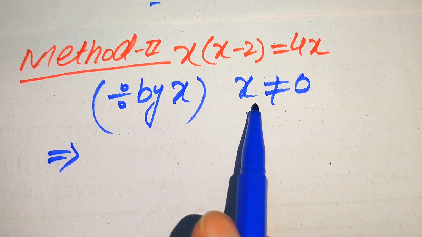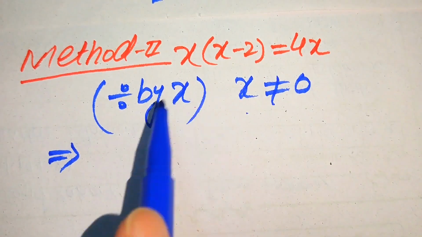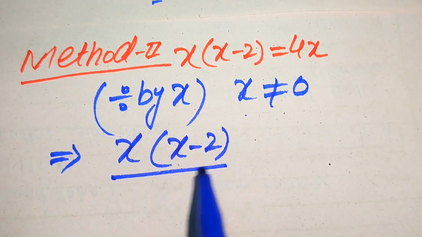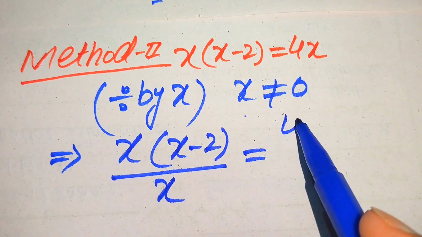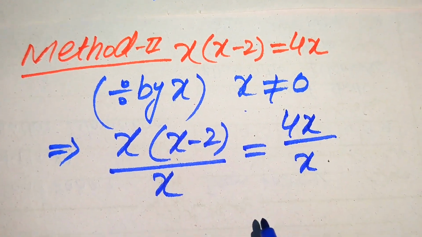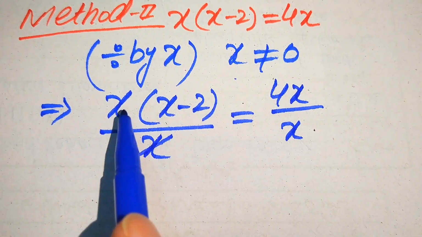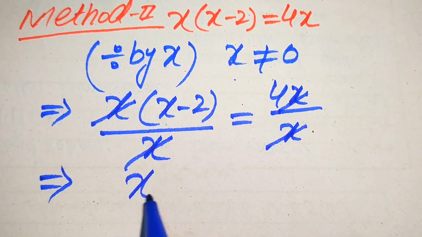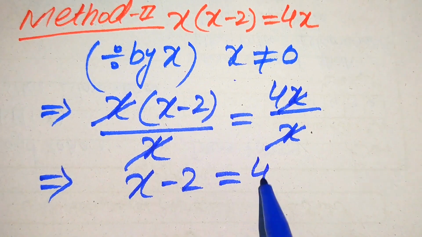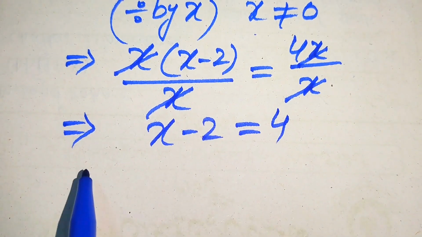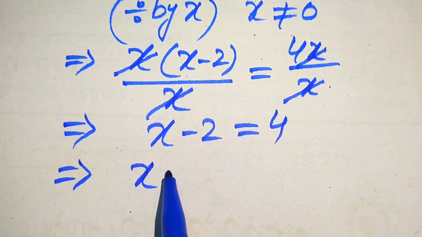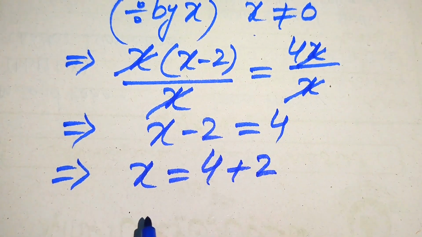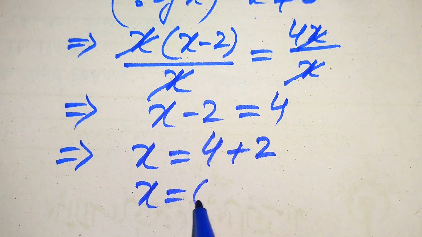So our condition is that when x is not equal to 0, we can divide both sides by x. It is written as x times (x minus 2) divided by x equals 4x divided by x. You see this x cancels out this x, and this x cancels out this x, and we get x minus 2 equals 4 only. To find x we move minus 2 to the right hand side, and it becomes plus 2. So we get x equals 6.